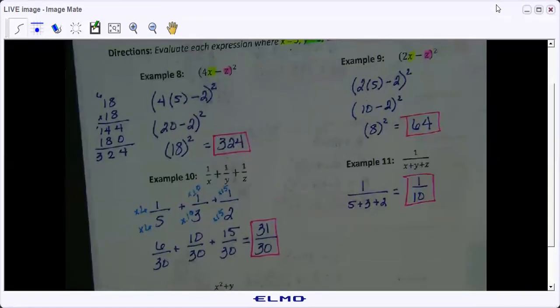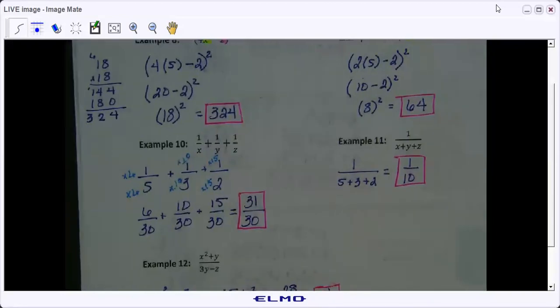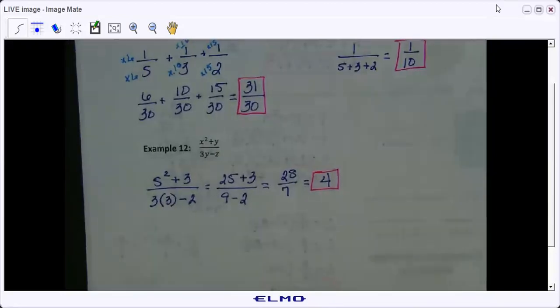Okay, here is the answer to number 12. So go ahead and check and make sure you did it correctly. Oops, you can't see it. There we go.